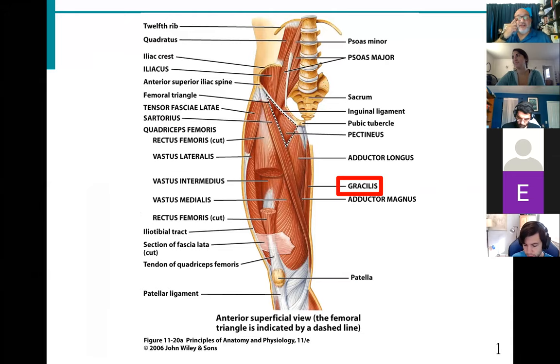Glad to see you guys put so much time and effort into your muscle reviews that you turned in today that are graded for correctness.